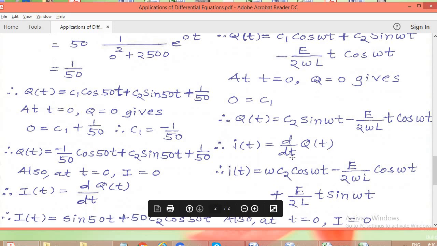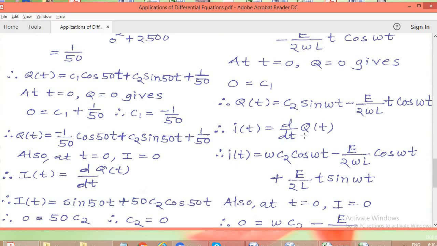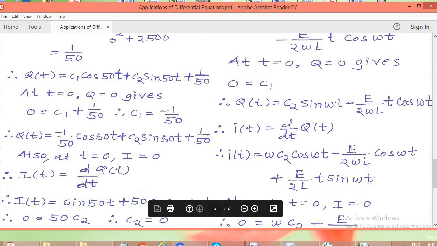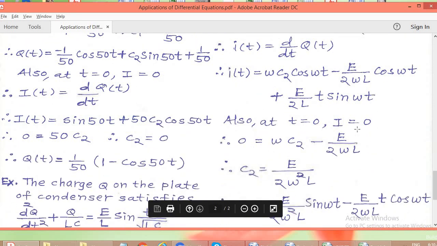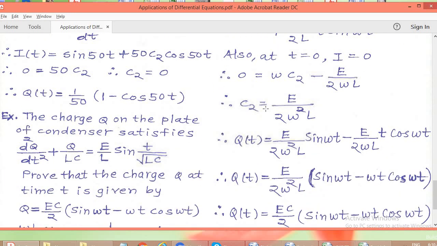For the second initial condition, let us find the current at time t. Differentiate q with respect to t, and that is equal to c2 cos omega t into omega minus E upon 2 omega L cos omega t plus E by 2L t sin omega t. Also at t equal to 0 the current is equal to 0, so 0 is equal to omega c2 minus E upon 2 omega L plus 0. After simplifying, c2 is equal to E upon 2 omega squared L.